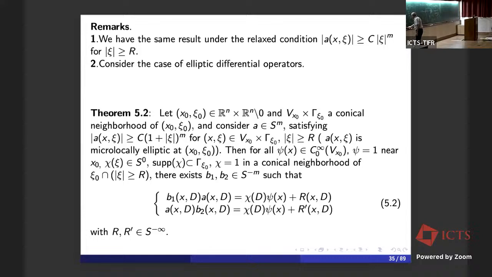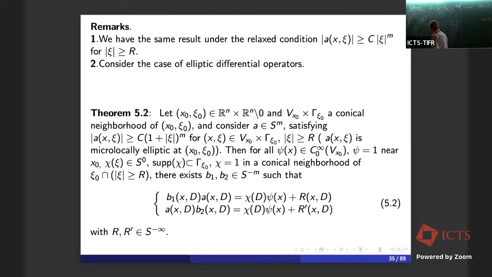Just an example. Take the wave equation. So your symbol is minus tau squared plus xi squared. It can depend on x. You can have a metric here, but it's not a problem.